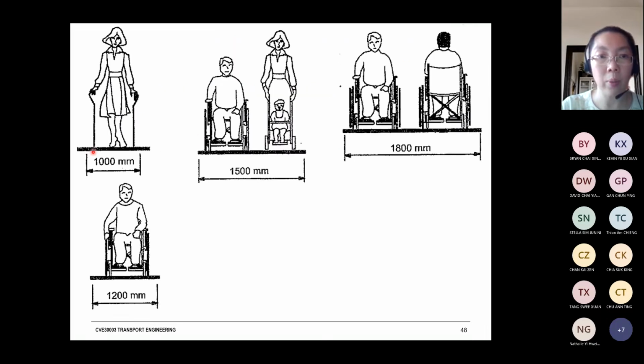So the minimum width is 1000 if we are just considering one person to walk. But if you are considering wheelchair users, then it is 1002 mm. And for a different scenario, if one wheelchair user and another user with a stroller, then 1005. If two wheelchair users, we are considering 1008.